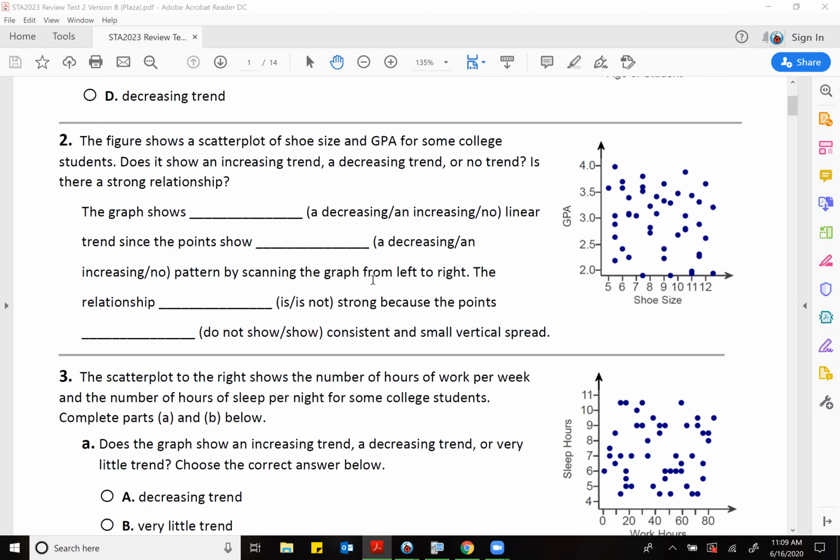Yeah, this one is going to be do not show the consistent and small vertical spread. What they're getting at there is basically it does not show a line, not an increasing line, not a decreasing line. So do not show. Does that make sense? Yes. Yeah, sometimes the wording is catchy, so you have to make sure that you read very, very carefully, especially in stats.